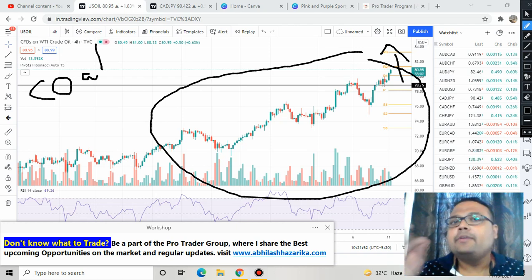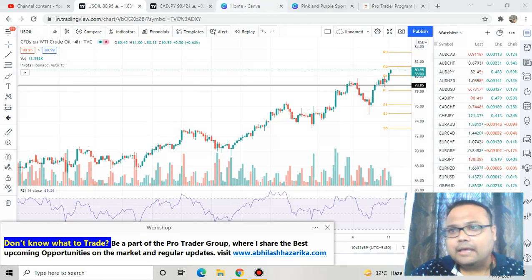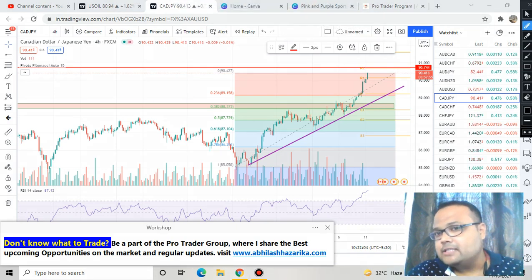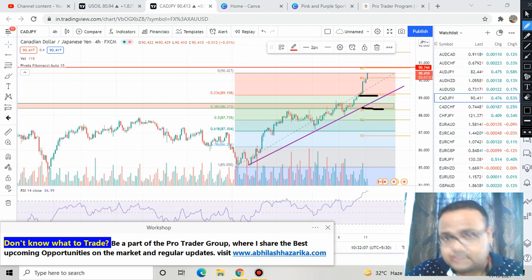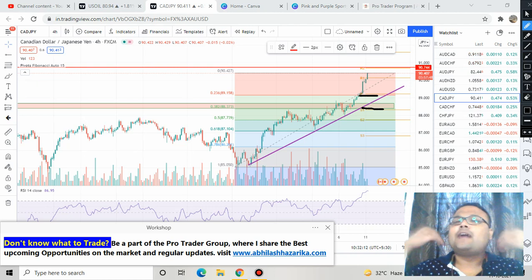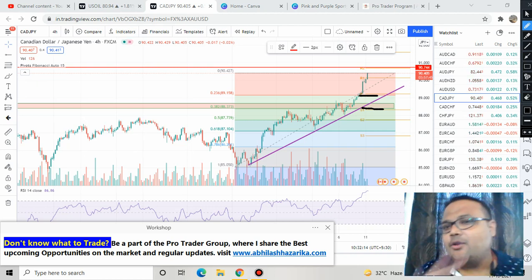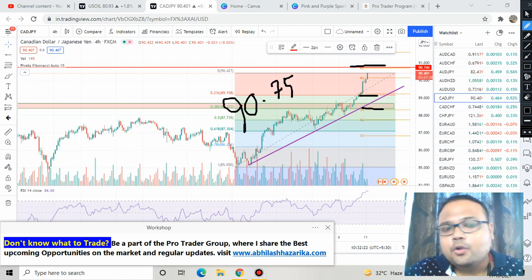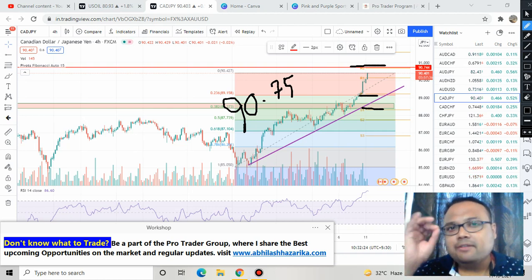And if crude oil remains bullish for the next couple of days, then obviously CAD JPY will also be in an uptrend. Okay, and therefore, if the market retraces, listen to me again, if the market retraces, then buy at these retracement levels. And on the other hand, if you find that the market is still flying, going high, then no need to wait for the retracement. Just wait for the market to cross the 90.75 level. Once CAD JPY crosses the 90.75 level, wait for a couple of hours, wait for 4 to 6 hours.